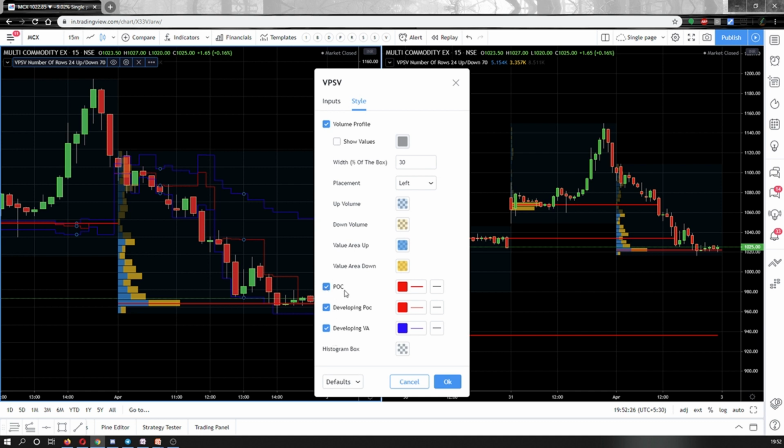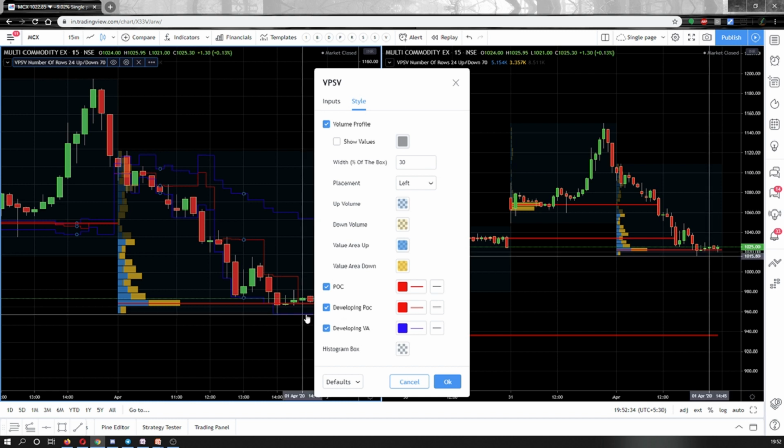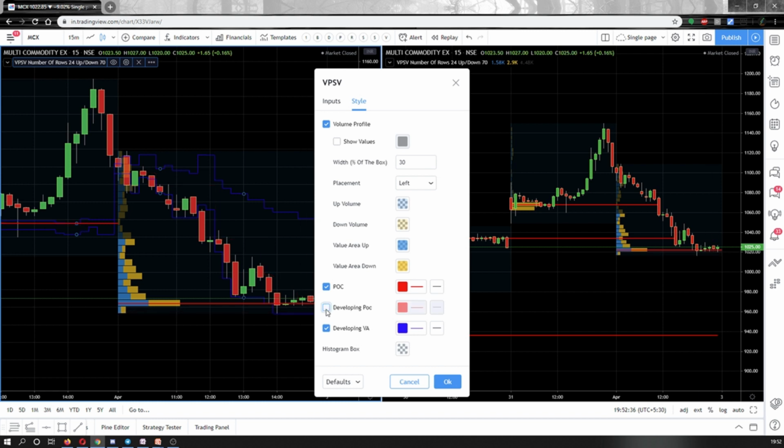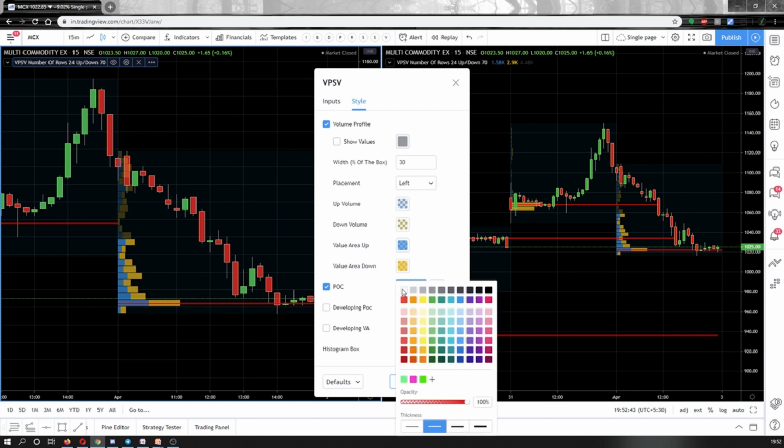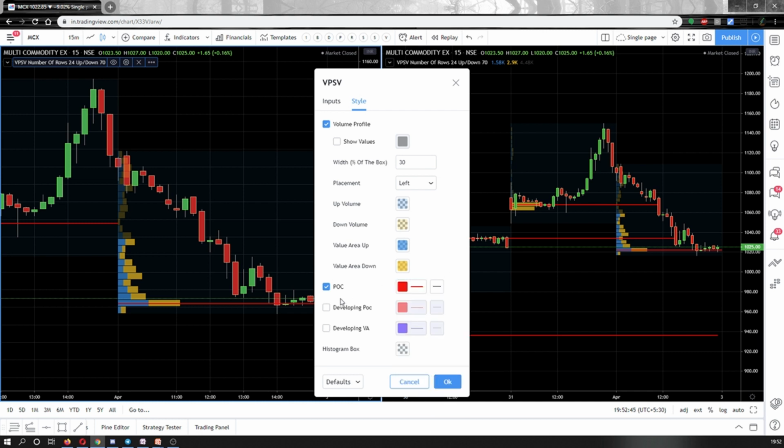Go down, and you will see these three components that we talked about in the theoretical portion: POC, developing POC, and developing VA. You need to uncheck developing POC and developing VA, so the only thing we have is POC. Color, you can change according to your preference. In this video, I have kept it as red.